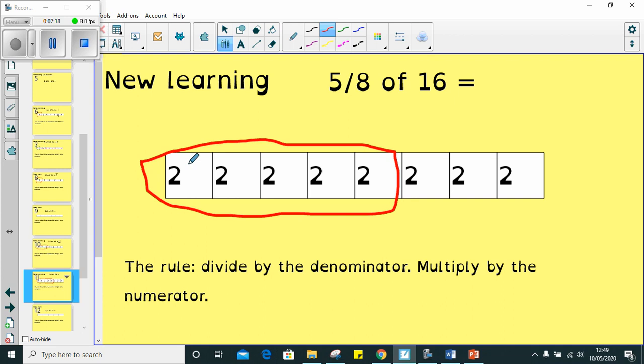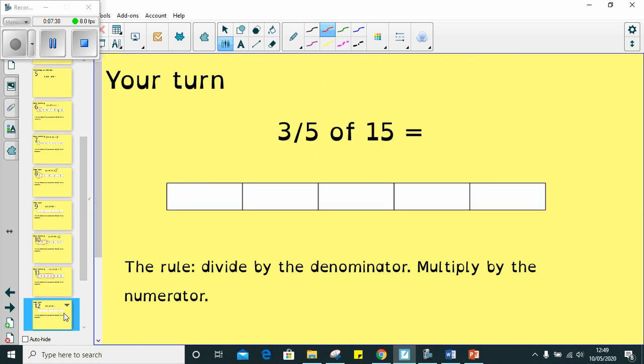Then I can count my 2's. 2, 4, 6, 8, 10. So I know that 5/8 of 16 is equal to 10. Now, when you do these questions in a moment, you can either draw the bar like I have done here and split up my pieces of chocolate, or you can do a mental method, which I'm going to show you how to do now.